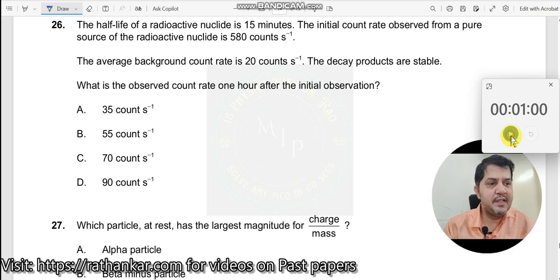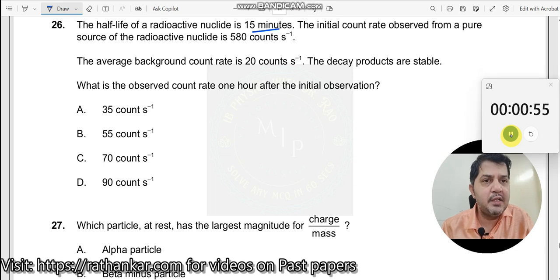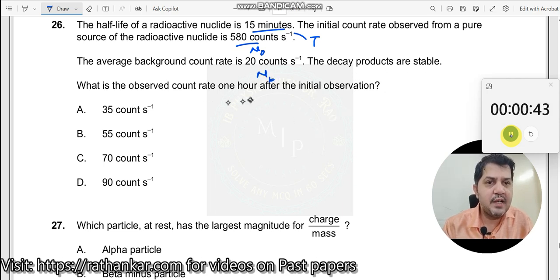Question number 26. The half-life of a radioactive nuclide is 15 minutes. T is given here. The initial count rate observed from a pure source of nuclide is 580. N0 is given. The average background count rate is 20. NB is given. Decay products are stable. What is the observed count rate 1 hour after the initial observation?